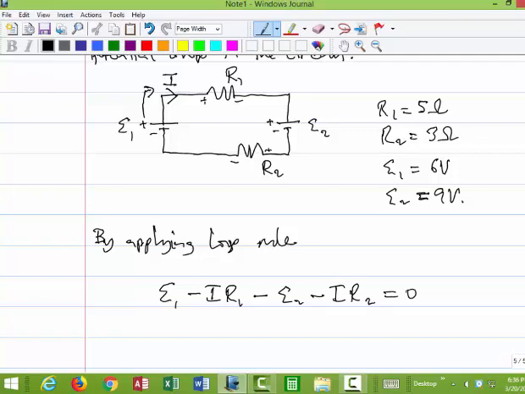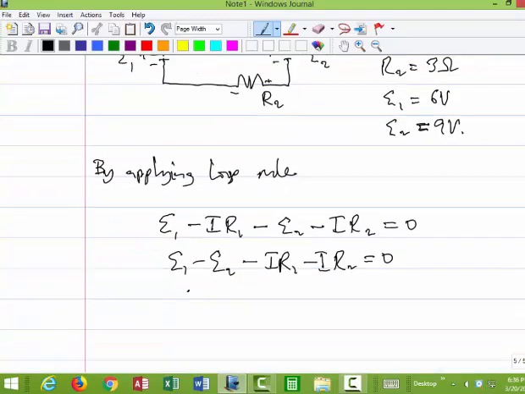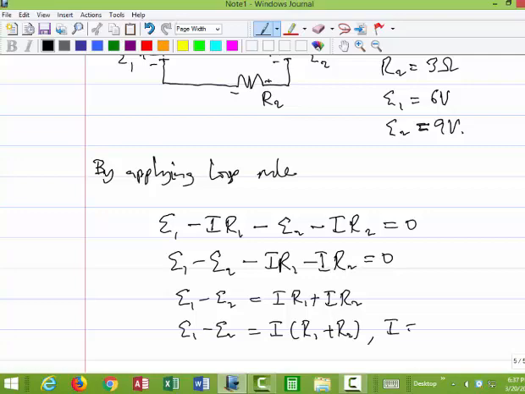The loop rule just tells us the potential across battery 1 minus the potential across resistor R1 minus the potential across battery 2 minus the potential across resistor R2 should be equal to 0. That's all we are doing. So we need to find the current. E1 minus E2 minus I R1 minus I R2 is equal to 0. So E1 minus E2 is equal to I R1 plus I R2. So E1 minus E2 is I times R1 plus R2. So this allows us to find I to be equal to E1 minus E2 divided by R1 plus R2. That gives us the current I in the circuit.